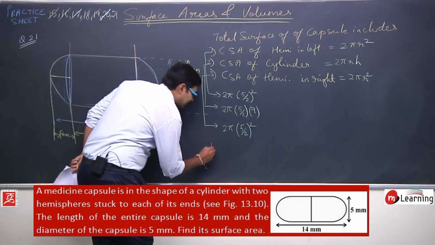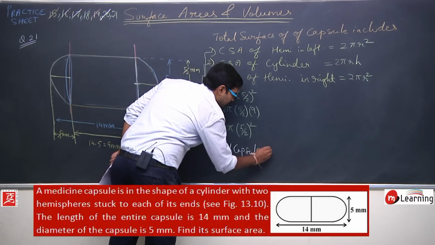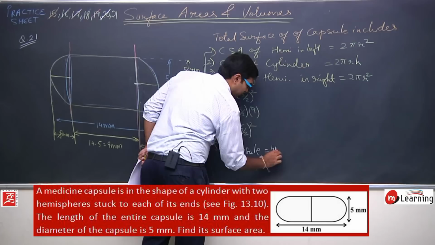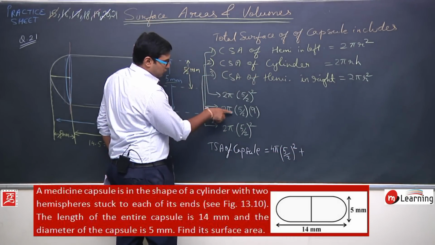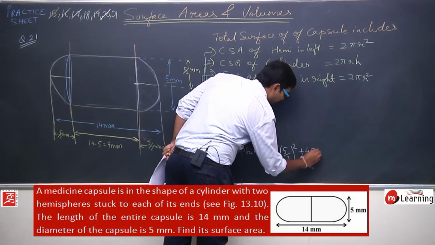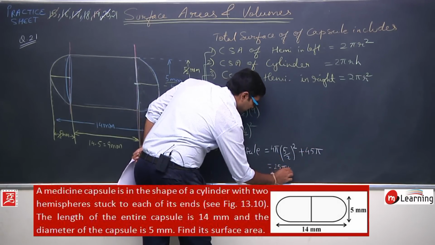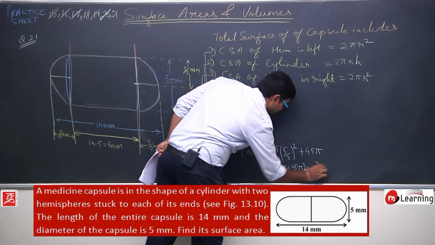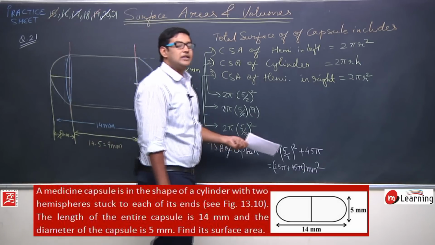So the total surface area of the capsule will be equal to what? It will be 2 pi r square plus 2 pi r square, which is 4 pi r square, so 4 pi into 5 by 2 square, plus 2 pi into 9, so I can cancel 2 and 2, and 9 fives are 45, so 45 pi. Okay, so this will give you 25 pi plus 45 pi in millimeter square. Because the unit that we are using is millimeter, the answer should be in millimeter square.